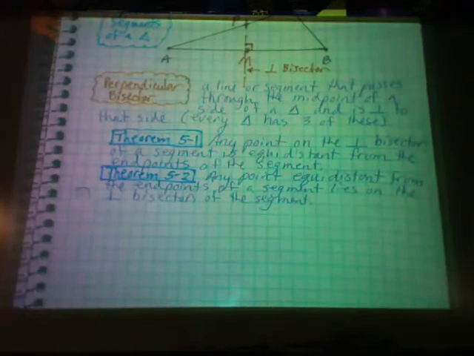So it says that if you find a point and it's equal distance from the endpoints of a segment, then that point must lie on the perpendicular bisector. Where the other one says if you have a point on the perpendicular bisector, then it's equal distance from the two endpoints of the segment. Aren't they converses of each other? Yeah. So if you know one, don't you know the other?